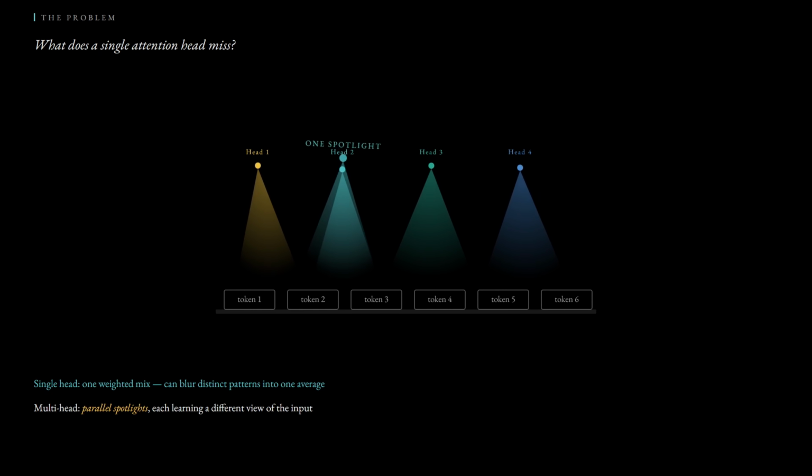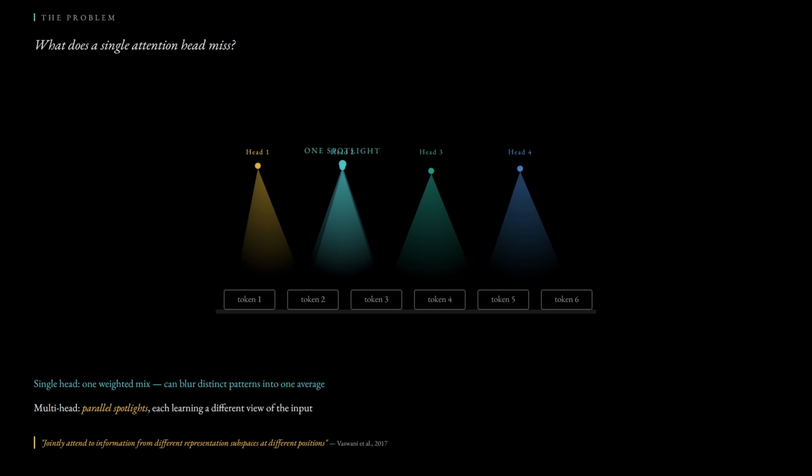Parallel spotlights, each learning a different view. The word learning is important here. Each head's projection matrices are trained parameters. They are not handcrafted to look at specific things. They emerge from gradient descent on the training data. The result is that different heads develop sensitivity to different structural patterns in the language, because that is what minimizes the loss.